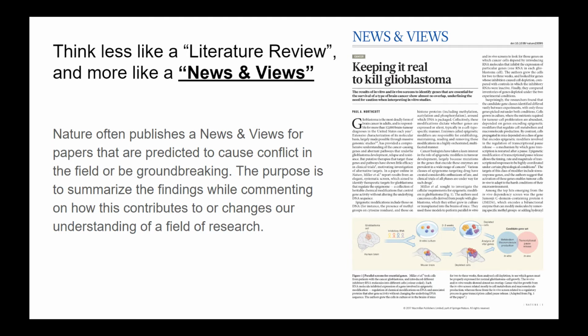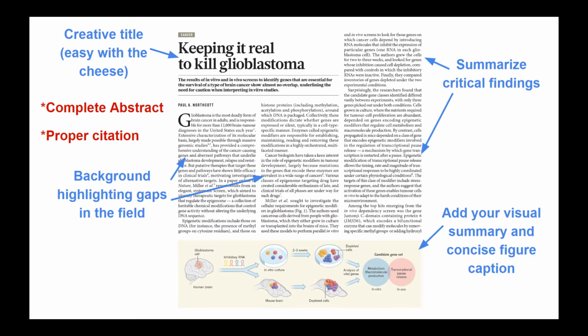Some journals, like Nature, actually do this. If they have a really cool or high impact paper coming later in the journal, to hype readers up a bit, they'll publish a news and views, which is a little summary about the paper they're about to look at. But first, as James was saying, it outlines the gaps in the field and the major results, and then it critically analyzes or assesses them. If papers are going to cause some conflict in the field, they address it here, and then there is a future directions section.